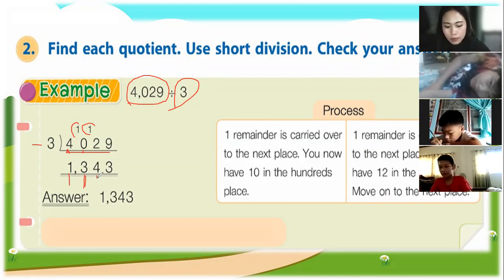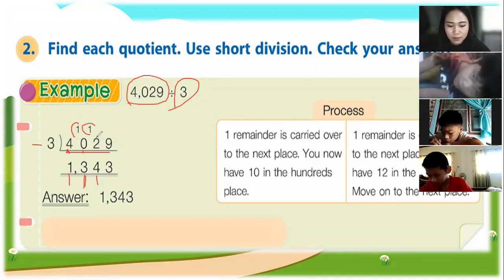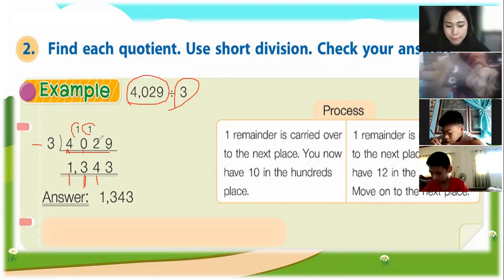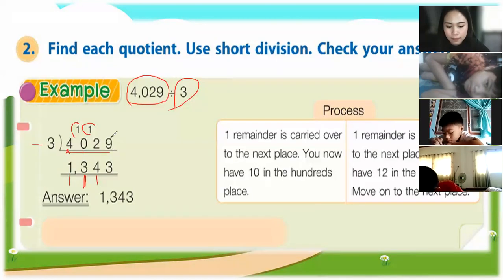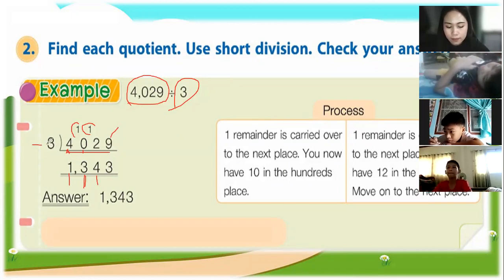So 4 we are going to write here, and we have 12 tens at the tens place, so we subtract 12 from 12, and it's 0. Now we have 9 ones at the ones place. Again we are going to use the table of 3. 3 multiplied by how much becomes 9, students?